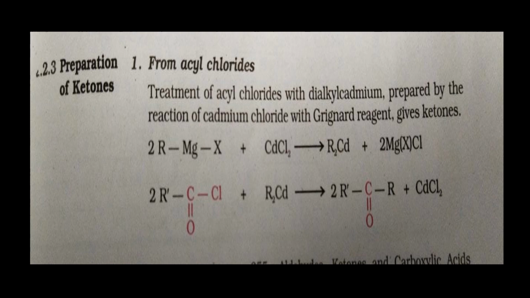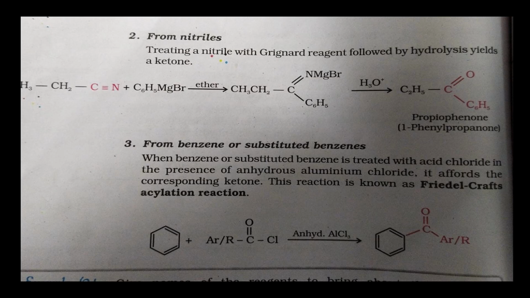Next one, preparation of ketones from acyl chlorides. Treatment of acyl chlorides with dialkyl cadmium, prepared by the reaction of cadmium chloride with Grignard reagents, gives ketones. 2R-MgX plus CdCl2 gives R2Cd plus 2MgXCl. 2R-CO-Cl plus R2Cd gives 2R-CO-R plus CdCl2.